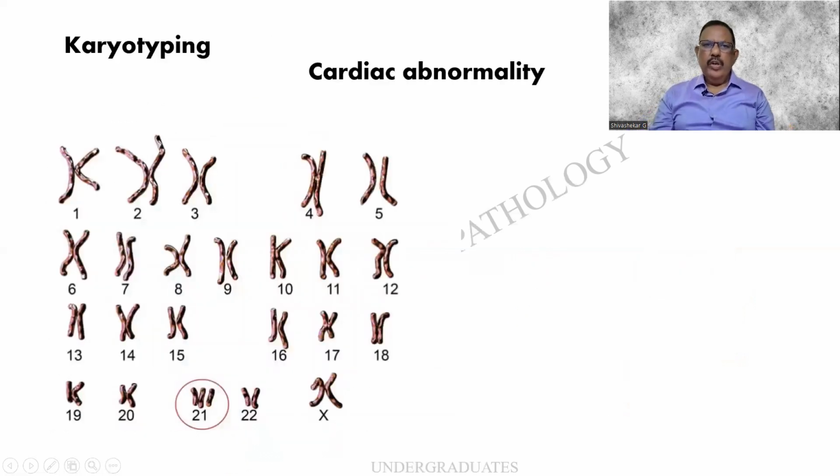Karyotyping. What do you mean by the word karyotyping? They arrest the chromosomes of your cell at a particular phase and arrange them in order and further study the morphology and the G banding of it. This is called karyotyping. And when this is done, they found that there was an increase in chromosome 21. That is why it is called trisomy 21.